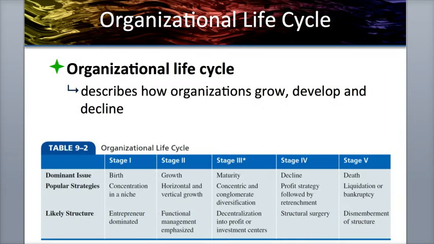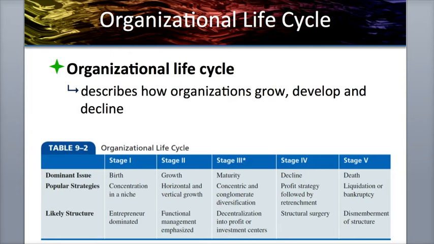Okay, so the organizational life structure: an organization goes through, from the very beginning to the end, what we call 5 stages. The first stage is sort of birth. The idea comes out. You concentrate on a niche, and you're very focused on an entrepreneurial type of structure. Then in stage 2, there's more growth. You develop more horizontal or vertical growth. We talked about that in the previous chapter about vertical and horizontal chains. And you bring in the functional management, finance, accounting, marketing, operations, to run the management.